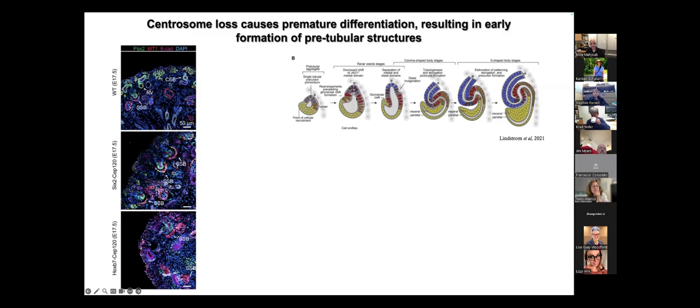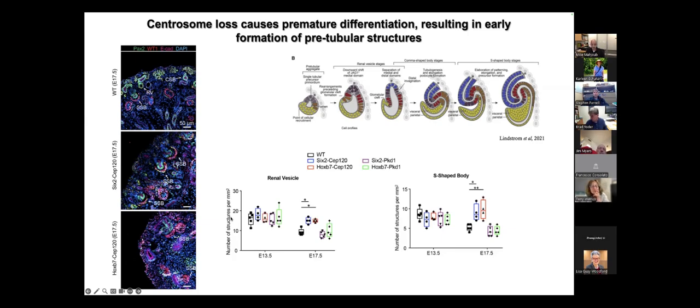And so Tao went in with different markers, and he stained for these different structures so you can quantify the relative abundance per unit area. And he found something interesting. Again, at E13.5, no major difference. But at E17.5, in the two CEP120 knockouts, he sees more renal vesicles and more S-shaped bodies per unit area compared to the wild type. So it looks like these progenitor cells are prematurely fated, prematurely differentiating to become renal vesicles or S-shaped bodies.